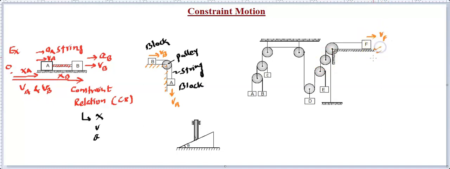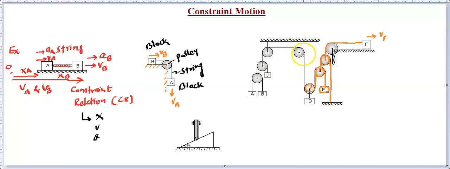Now, if you're moving this with a certain velocity, you'll find all the blocks are going to be affected. That means this string is passing over this, so this will make this pulley move. Once this pulley moves, all the strings connected to it will also be affected. However, this is fixed, so this string is not going to move from these parts. It will be moving from here.